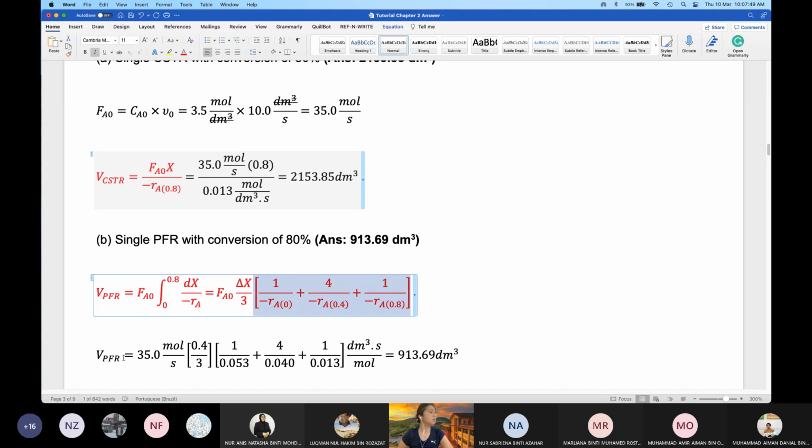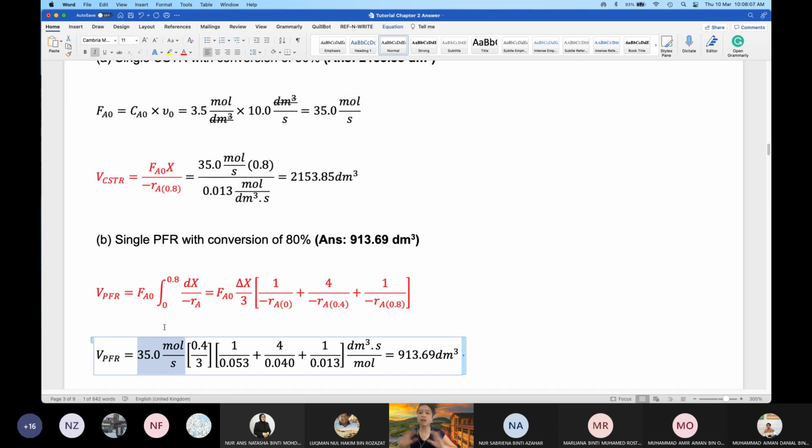So first part, FA naught is still 35 mole per second. We use the same FA naught that we calculated earlier for the CSTR. Because FA naught does not depend on the reactor. FA naught in this question depends on CA naught and V naught. If CA naught and V naught do not change, of course my FA naught does not change. So that's why my FA naught is still 35 mole per second. Okay, multiply with delta X 0.4 divided by 3.